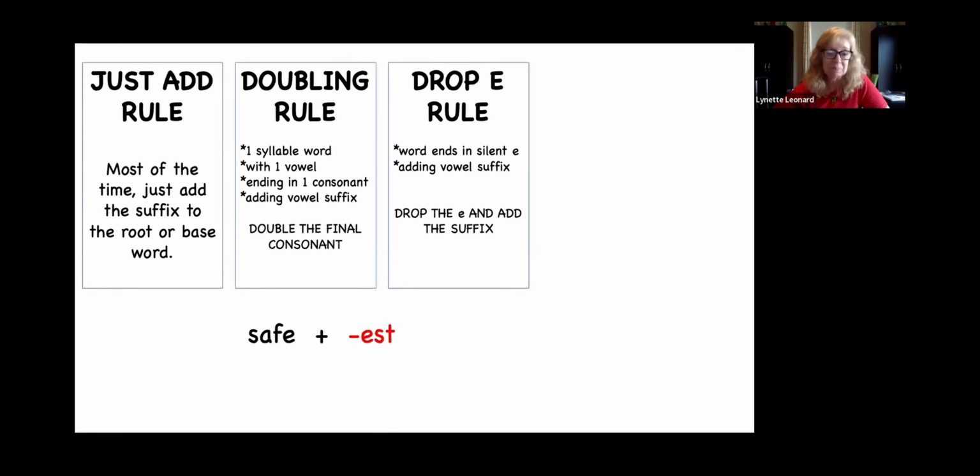Safe ends in a silent E. We're going to drop that silent E because we are adding a suffix that begins with a vowel, which is est, and now safe becomes safest. However, with the word hope, even though hope does end in a silent E, we are adding a suffix that does not start with a vowel, it starts with a consonant. Therefore, we're going to revert back to the just add rule, and hope becomes hopeful. We keep the E on.